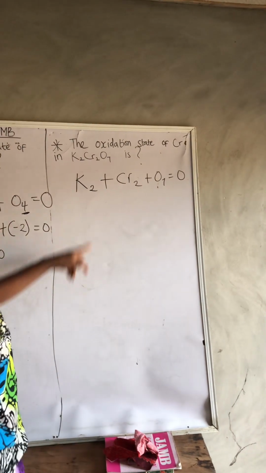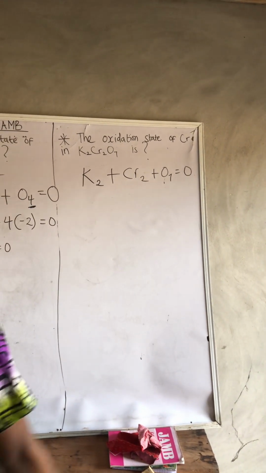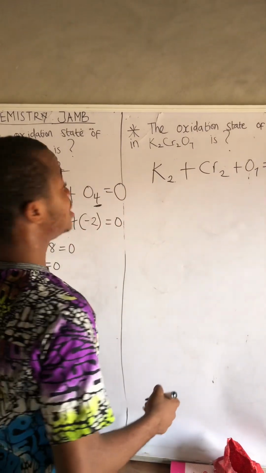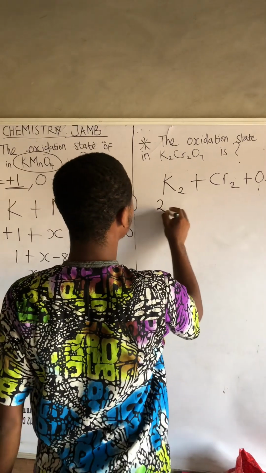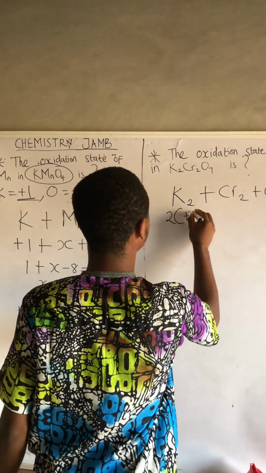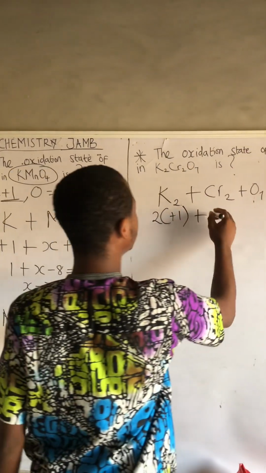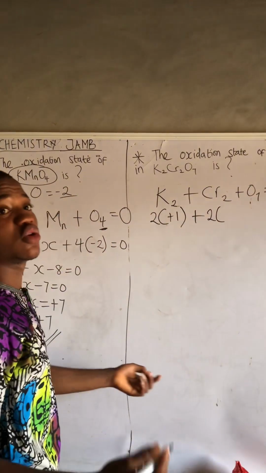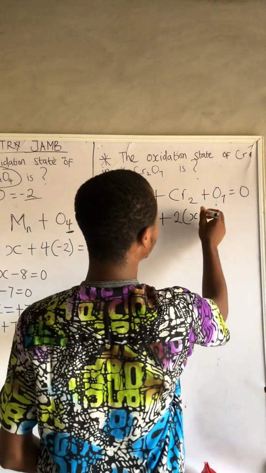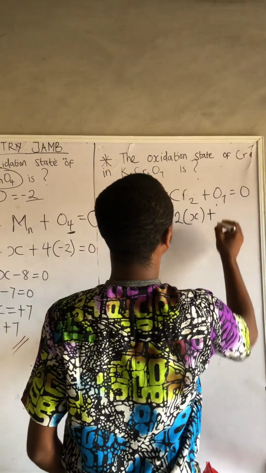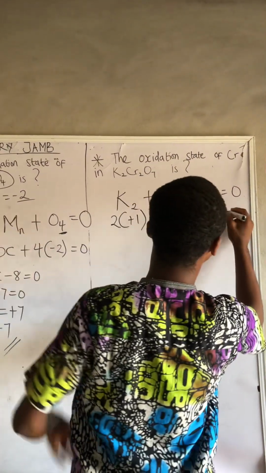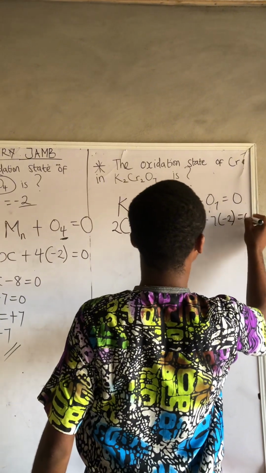So now let us continue. You can see here potassium actually has a subscript of 2. So now we multiply the oxidation number of potassium with the subscript. So the subscript is 2 and the oxidation state of potassium is +1. Why? I have explained that before. Don't forget. Plus, we do the same for this. But we don't know the oxidation state of chromium, so we just represent it with X or any alphabet that you like. Plus this, the subscript is 7. We multiply it with the oxidation state, which is -2, equals 0.